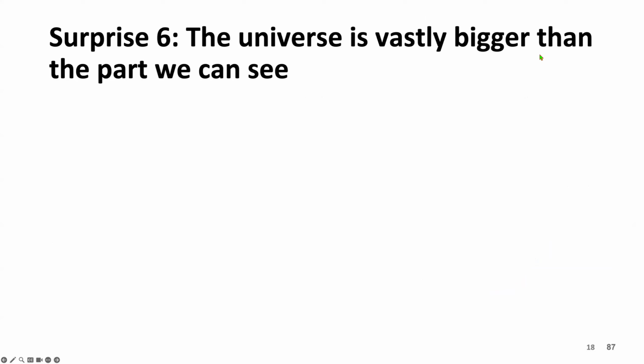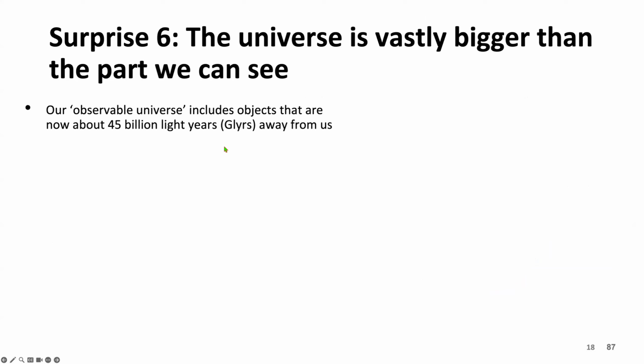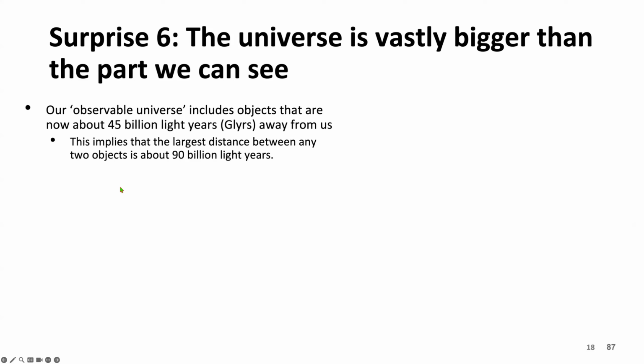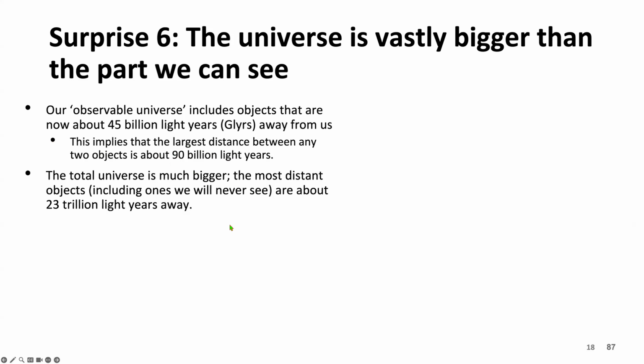Surprise 6: the universe is vastly bigger than the part we can see. We have an observable universe where the most distant objects, as I already talked about, are about 45 billion light years away from us at the current time. And so if you look to your left and you look to your right, you get an idea. The scale of the observable universe is about 90 billion light years.